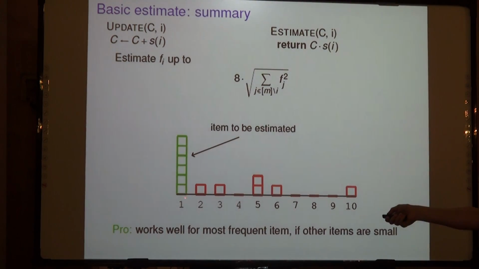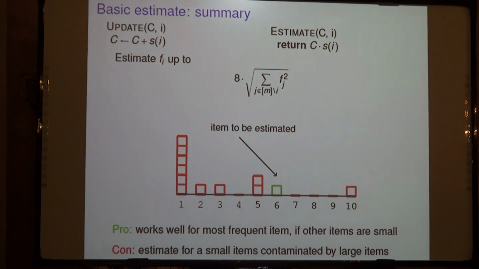So if this item 1 is the one whose frequency we're estimating, then things are good. On the other hand, if we're estimating item 6, then we'll get a terrible error, because the variance in the error will, in particular, include the contribution from the top item, so we'll be way off. So this estimator estimates pretty well the frequency of the top guy, but really fails on the others. So the question is, how do we fix that?